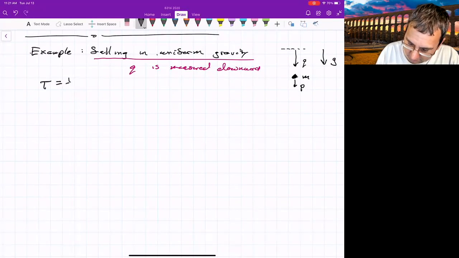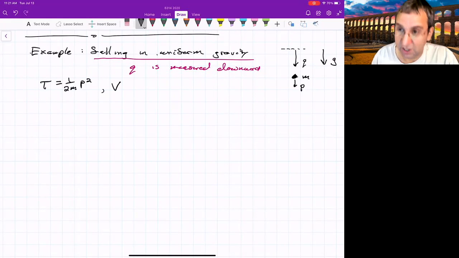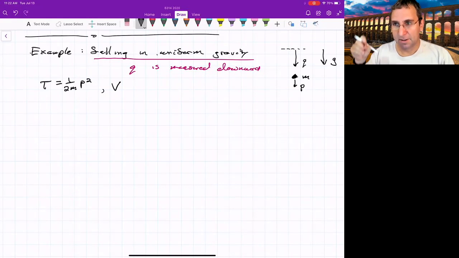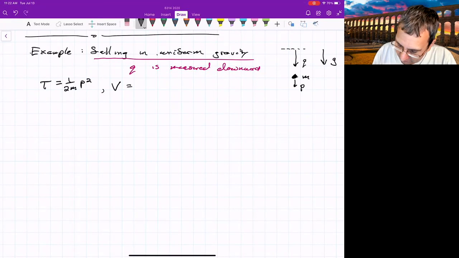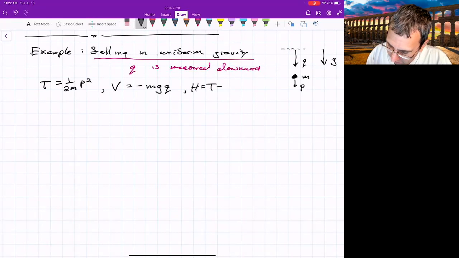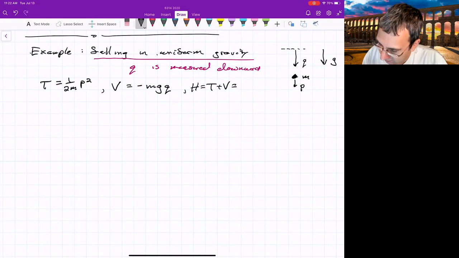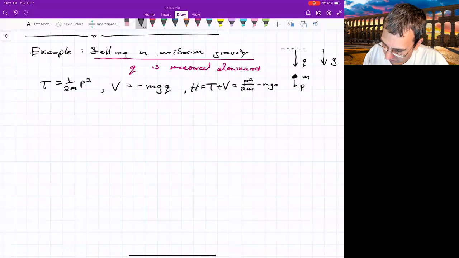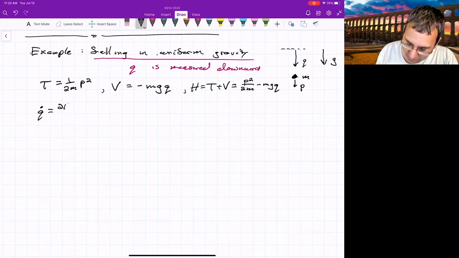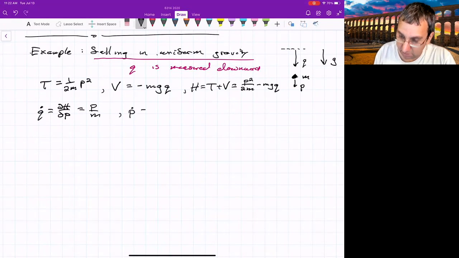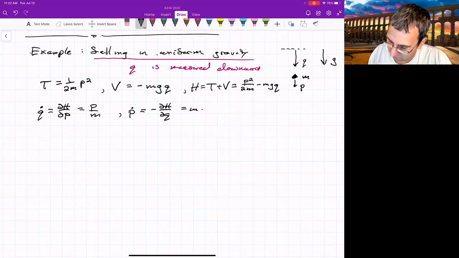So kinetic energy is 1 over 2m p squared. We could just directly write that. Potential energy is mg times the height, but because we're measuring Q downward, it's minus mgq. So the Hamiltonian, T plus V, the total energy, is p squared over 2m minus mgq. So Hamilton's equations, what do we get for this? The normal thing, q dot is p over m, and p dot equals negative partial h partial q, which equals mg.